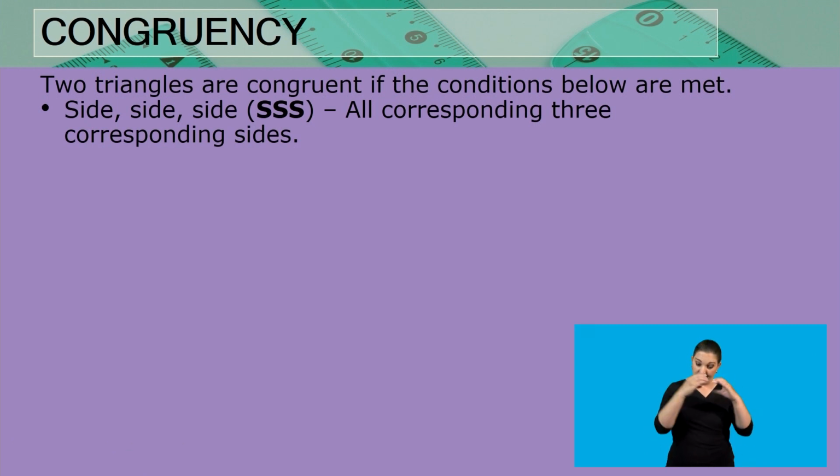Now, two triangles are congruent if the conditions below are met, and only one of these conditions needs to be met. So let's look at the first condition, and that is side, side, side, which we represent using an S, an S, and an S, because S is for side. Now, what does that mean? It means that all three sides are corresponding sides.